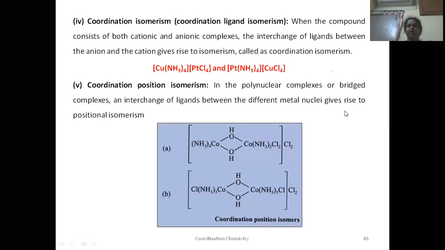So with this we will stop here. In this class we have discussed the octahedral geometry of various complexes using valence bond theory, and then we have seen the structural isomerism in coordination complexes. In the next class we will discuss stereoisomerism in these complexes.